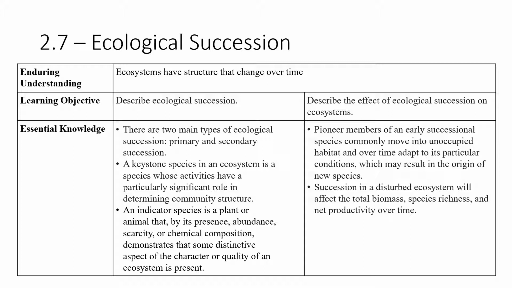So finally, once that ecosystem has been disrupted, what happens after the fact? Here, if you read the essential knowledge points on the bottom, it says indicator species. I already covered that earlier in the PowerPoint, so I'm not going to be covering that in this little topic section, but you already know what it is, so there you go.